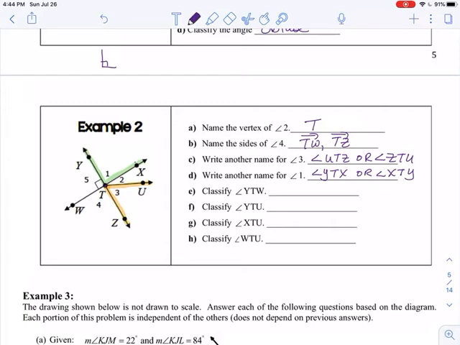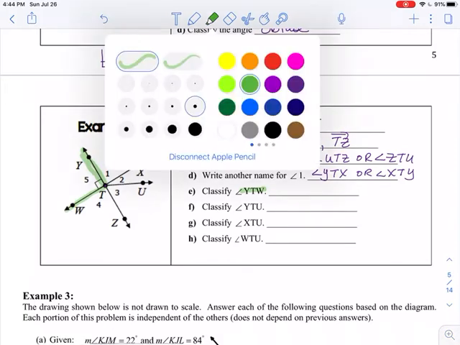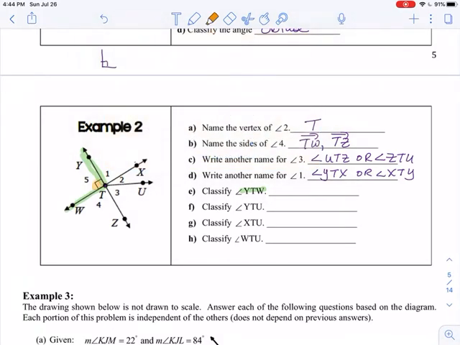Now I want to classify angle YTW. Let me erase this so we can look at that. YTW looks like this. If you're noticing that symbol there, it looks like a right angle, but unless that symbol is there, we don't know for sure. So that is, in fact, a right angle.